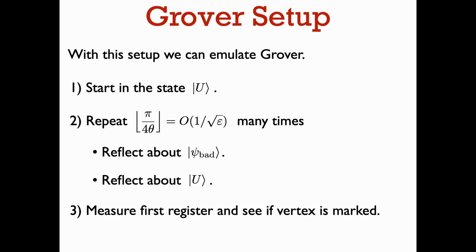So now we can emulate Grover's algorithm. We start in our analog of the uniform state, the state u, and for the floor of pi divided by 4 theta iterations, we do the operations of reflecting about psi bad and reflecting about the uniform state. Then we measure the first register to see if it is marked.